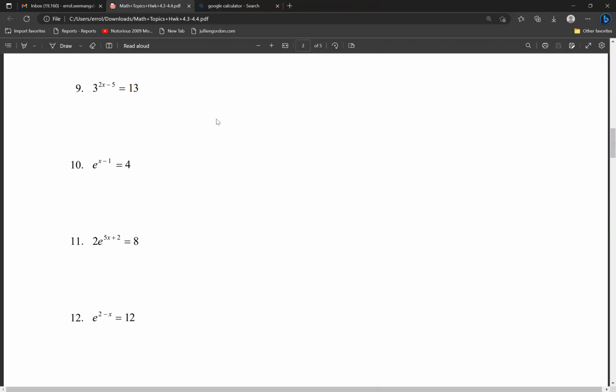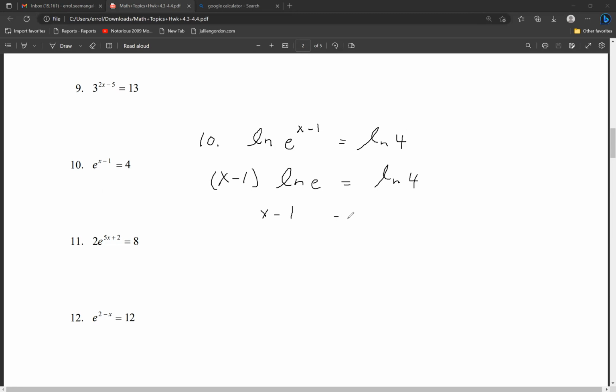Oh, 10. Damn, it erased the whole thing? Okay, let's do it again. My bad. All right, so on 10, we're going to take the ln on both sides. ln e raised to the x minus 1 equals ln 4. Now put your x minus 1 in the front. x minus 1 times ln e equals ln 4. Now divide both sides by ln e. x minus 1 equals ln 4 over ln e.